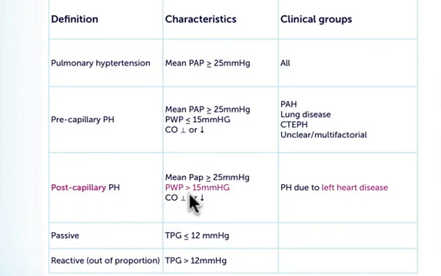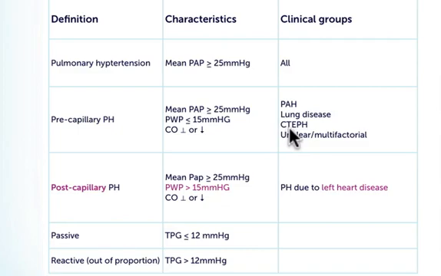Well, if you get values over 15, then left heart disease is very likely to be the cause of pulmonary hypertension. On the other hand, if you get values under 15, then look for other causes of pulmonary hypertension, like lung disease and chronic thromboembolic disease.